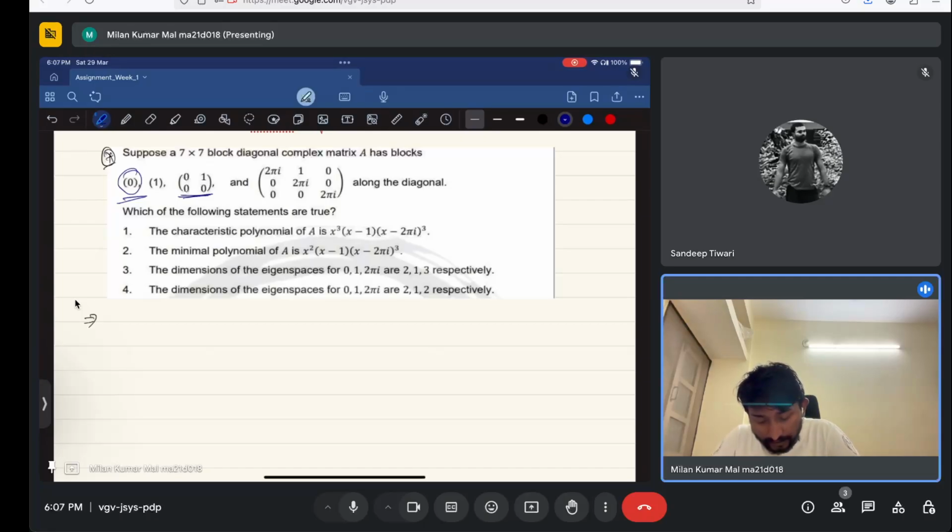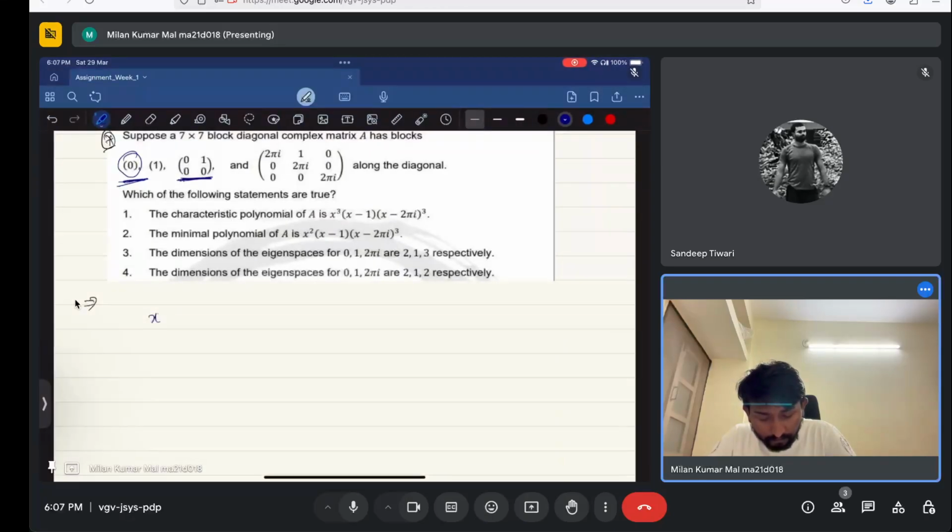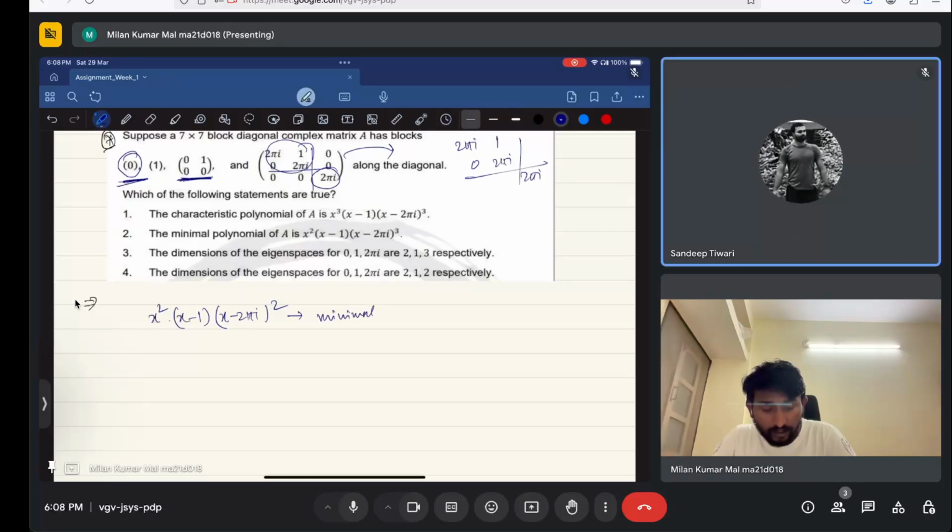So which of the following statements are true? You can look at corresponding to zero eigenvalue, one block is of 1 by 1 and one block is of 2 by 2. So clearly the minimal polynomial of this matrix will have x squared corresponding to 0. Corresponding to 1 there is one block, so I will write at least one, and the other is corresponding to 2 pi I. Here corresponding to 2 pi I there are two blocks, one of 2 by 2 and one of 1 by 1. This is not three blocks; in Jordan canonical form this is two blocks. So x minus 2 pi I whole square. So this is the minimal polynomial.